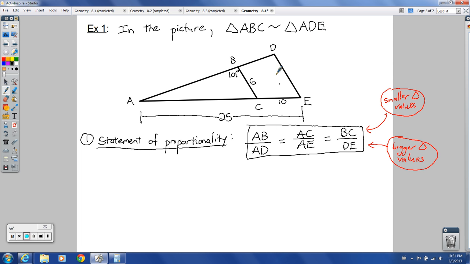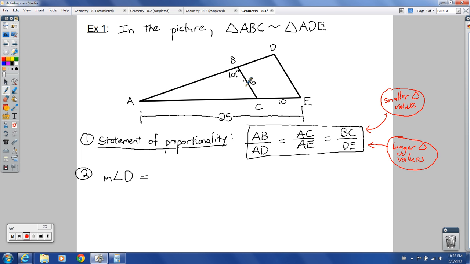So those are two different ways. You can look at the picture, or you can look at the similarity statement and decipher that from there. Part 2 to this, example 1. If I asked you to find the measure of angle D, what would you say?